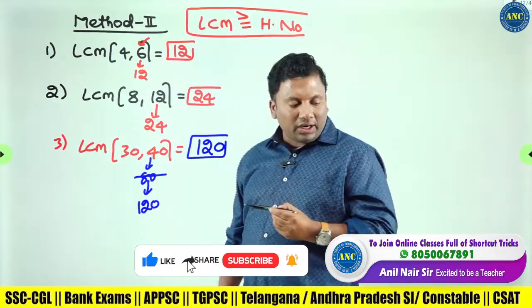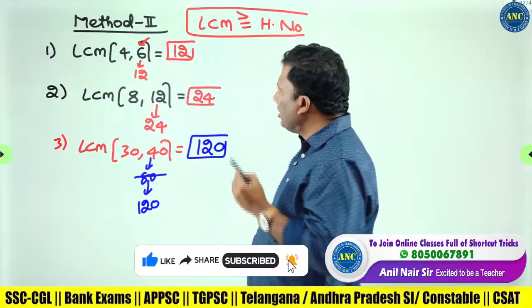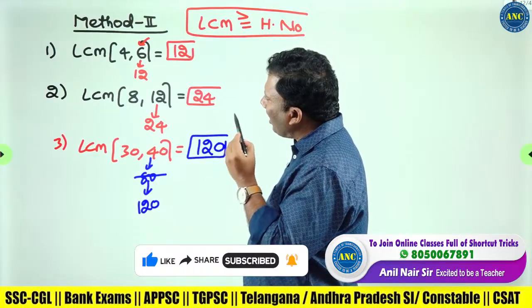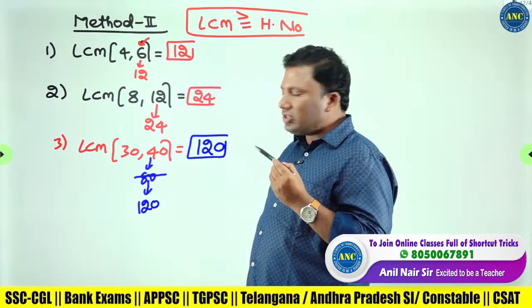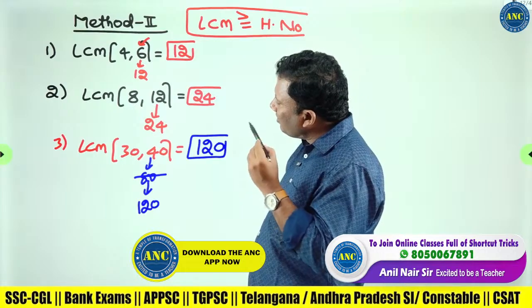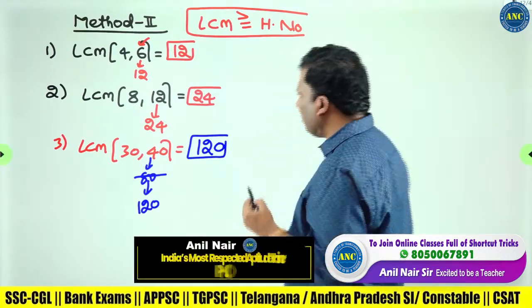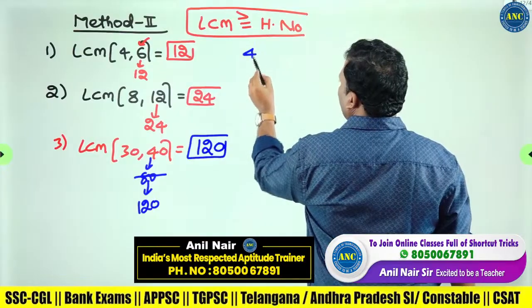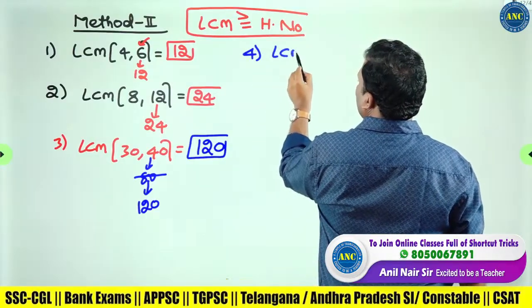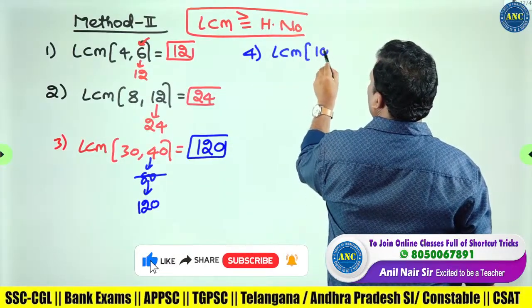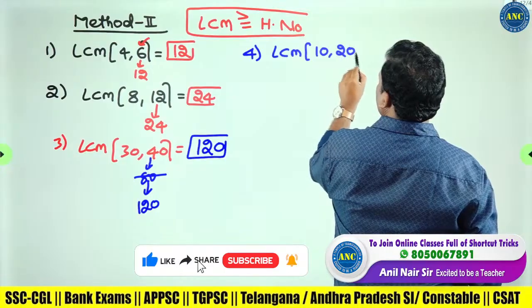Learn in the same order, there will be no confusion. LCM means attack the largest number. If the largest number is not divisible by other numbers, take the multiples.